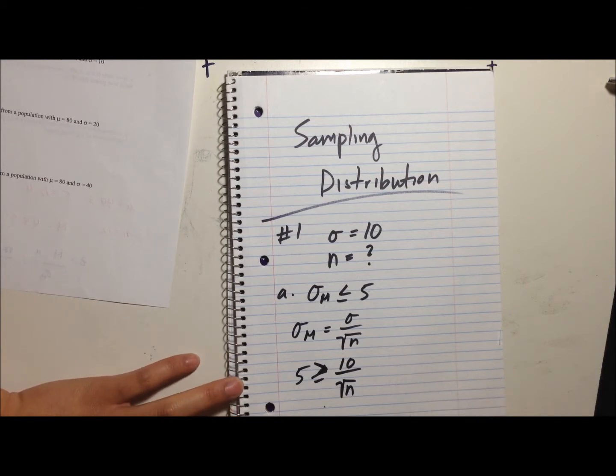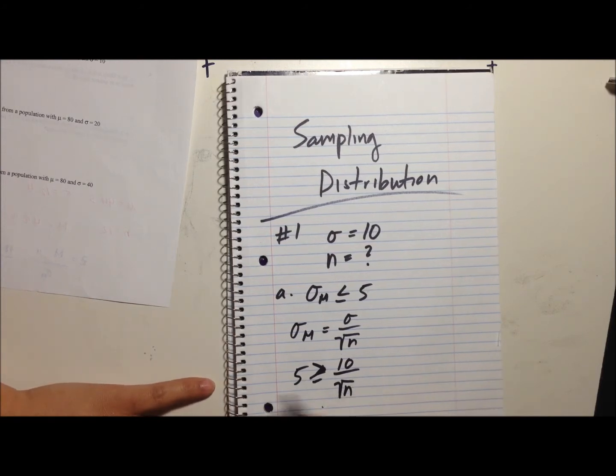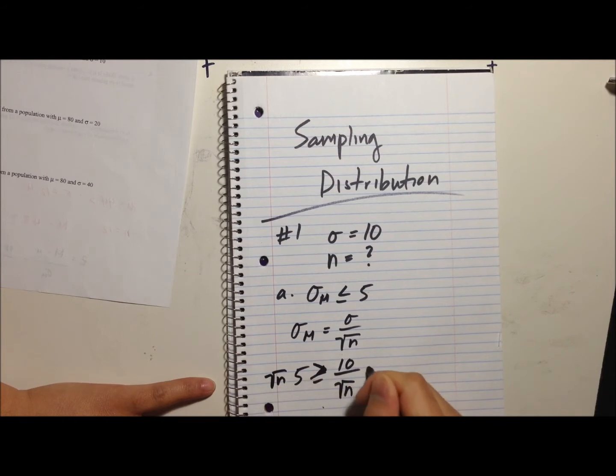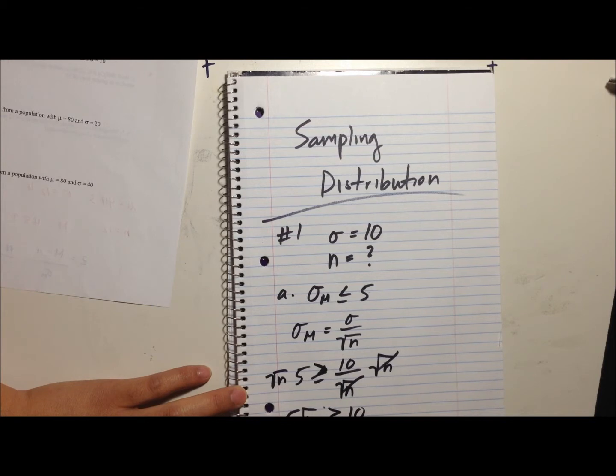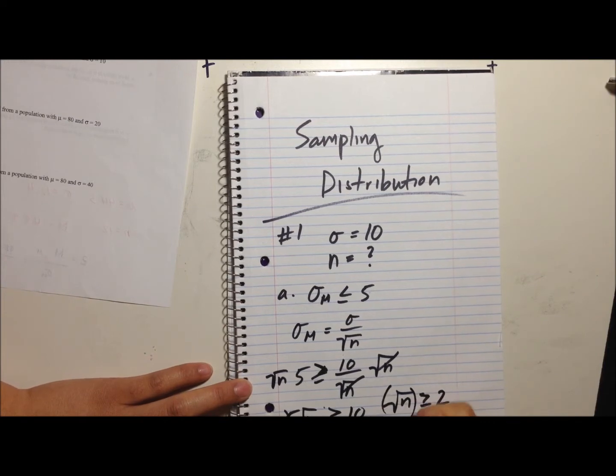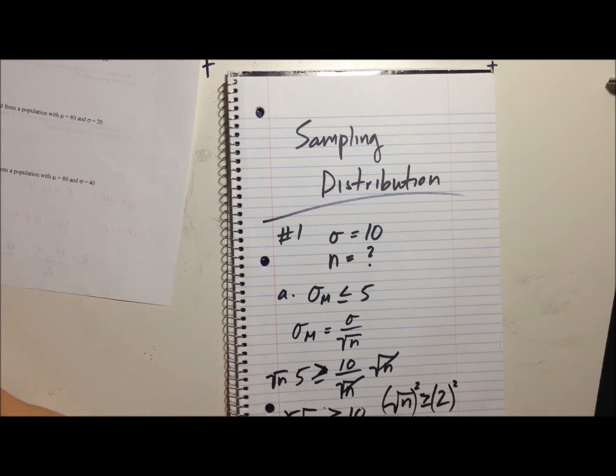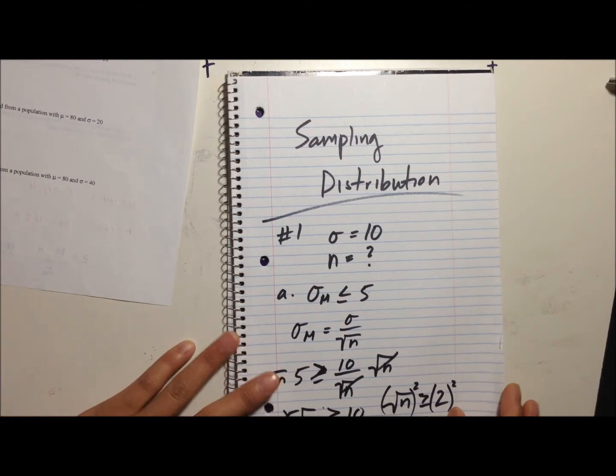Alright, so now we want to solve for n, but in order to do that we have to multiply both sides by square root of n first, and that cancels out. Now we have 5 square root of n is greater than or equal to 10. Divide both sides by 5. That cancels out. Now we have square root of n is greater than or equal to 2. We have the square root, we gotta get rid of that, so n is greater than or equal to 4. 2 squared is 4. And that's our answer. Let's try another one.